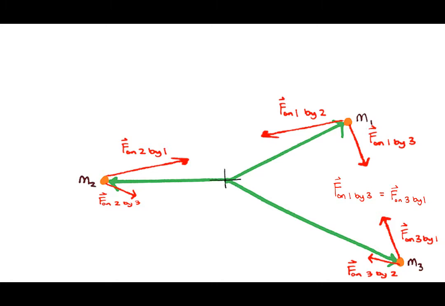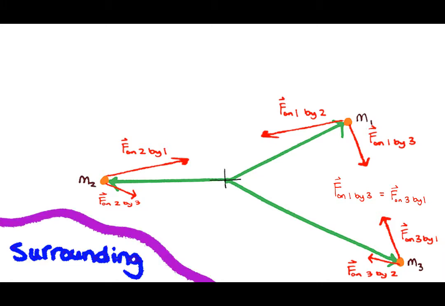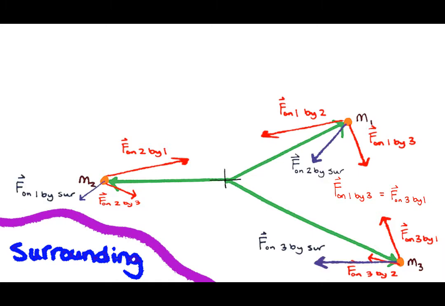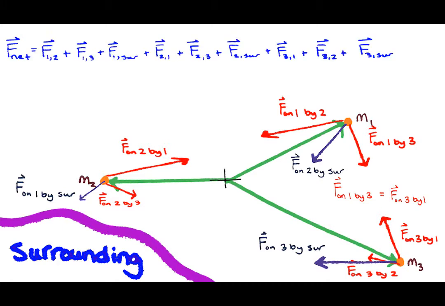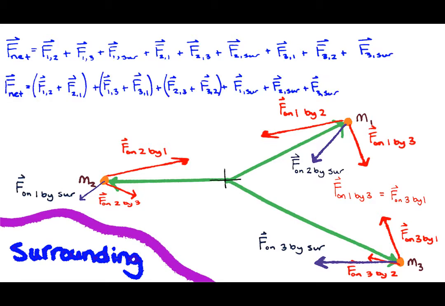In addition, let's assume each particle interacts with unseen agents in the surroundings. Here, for simplicity, we'll assume that there's one such interaction for each particle. Now let's go ahead and write down explicitly the sum of the forces on each particle. And then we'll add up all the forces on all the particles. Let's now group, where possible, all reciprocal pairs of forces that show up. We see that something pretty amazing happens.